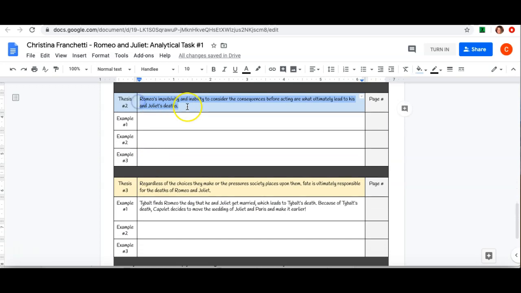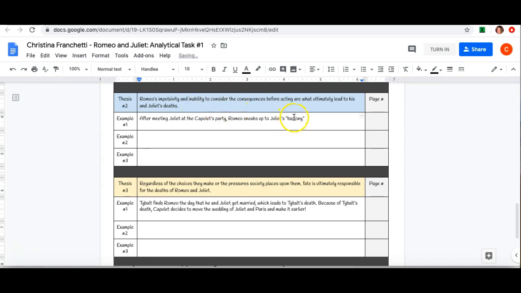Statement number 2: Romeo's impulsivity and inability to consider the consequences before acting are what ultimately lead to his and Juliet's deaths. Now, a perfect example of this is that after he meets Juliet at the Capulets' party, he immediately goes to Juliet's, we say balcony, even though we talked about how it's not really a balcony, and he pressures Juliet into committing to him immediately.